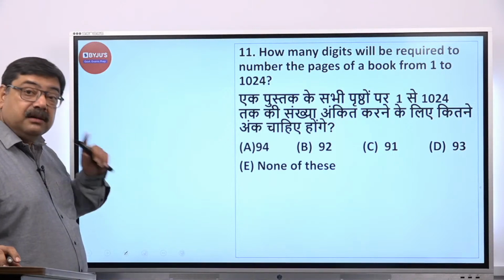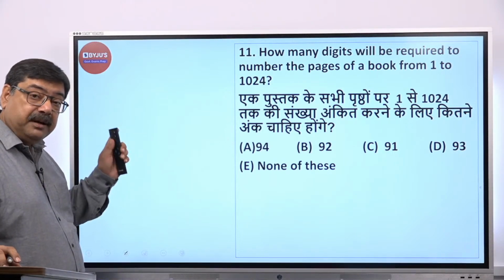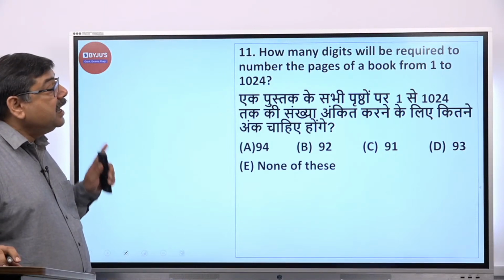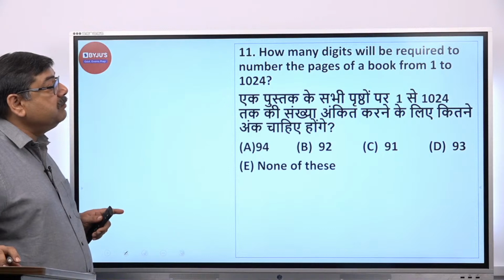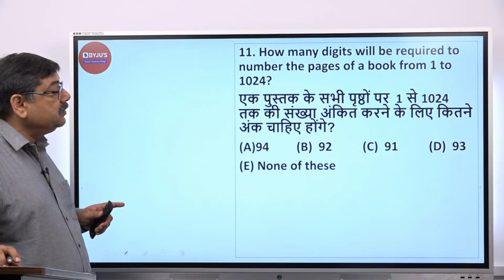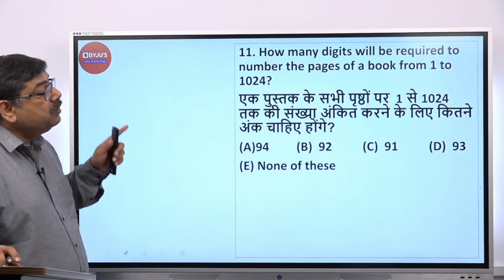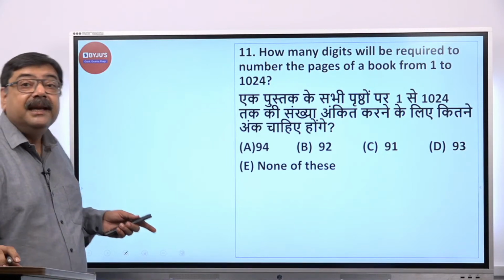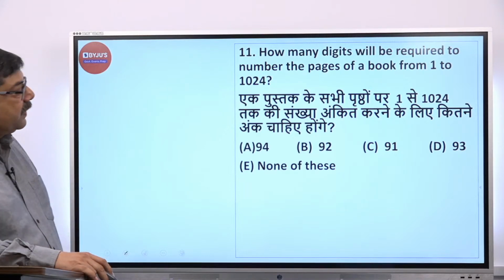Now similarly, on the similar concept, now I'm giving you a bigger number, 1024, 1 to 1024. How many digits will be required to number the pages of a book from 1 to 1024? Let's find out.